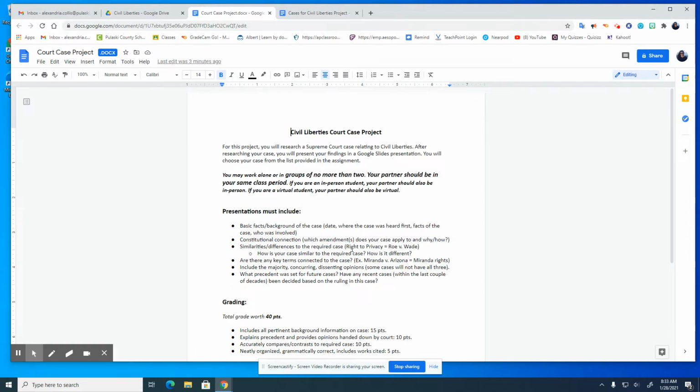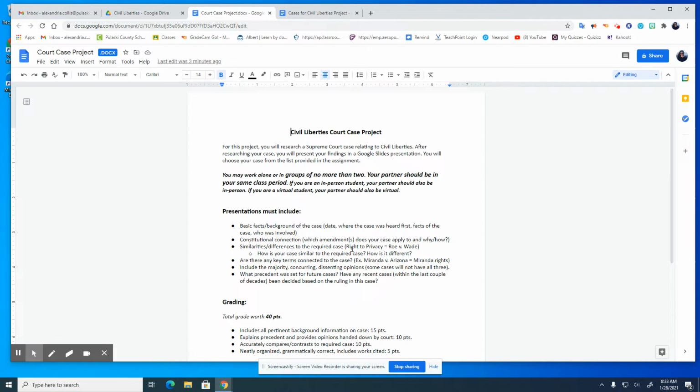So it says, and this is important, you may work alone or in groups of no more than 2. So you can work with a partner if you choose to. However, your partner should be in your same class period. So if you were in first period, then your partner needs to be in first period. If you were in fourth period, your partner needs to be in fourth period. If you are an in-person student, your partner should also be in person. If you are a virtual student, your partner should also be virtual. And I'm going to need both partners to turn in a copy of the presentation. It just makes it much easier when grading, and it makes sure that everyone gets a grade.